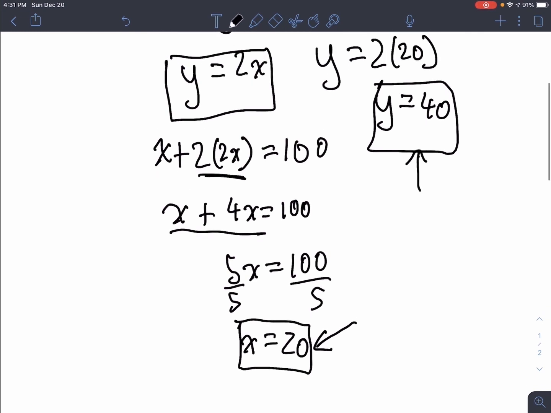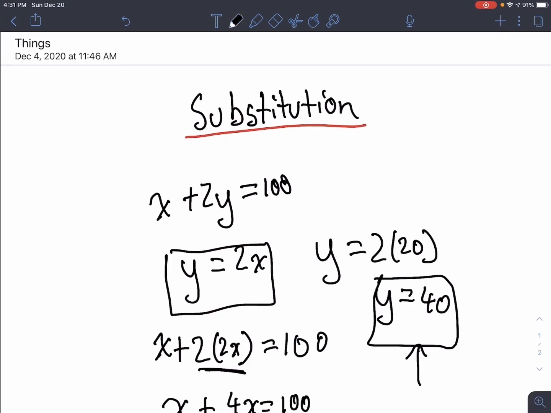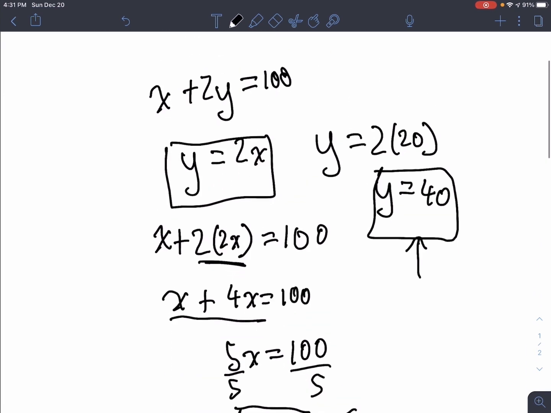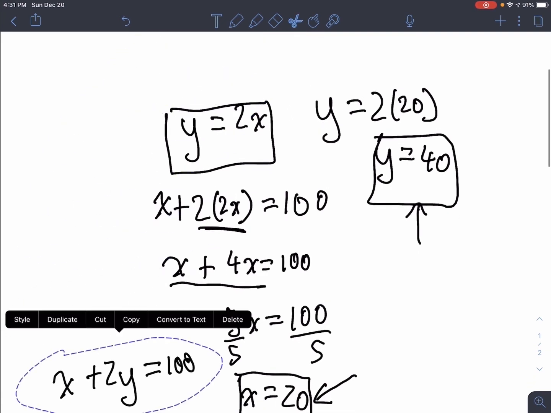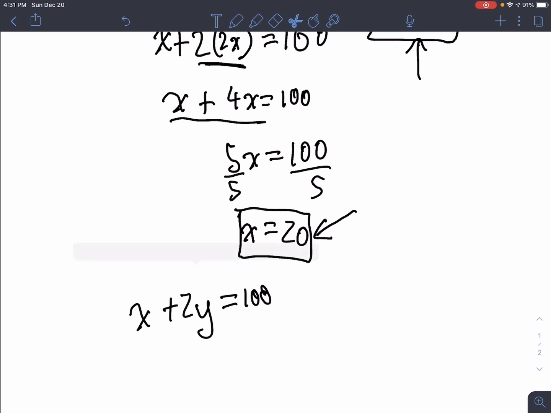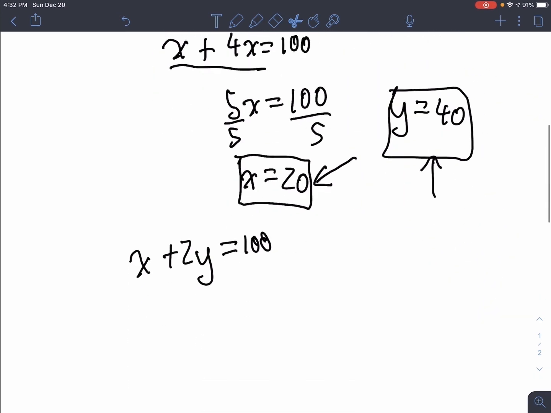Let's make sure these answers are right by substituting both values into the first equation, since we used the second equation to solve for y. We know that x is equal to 20, so I'll bring this equation down to make it easier to see, and I'll bring down what y is equal to. So x is equal to 20 and y is equal to 40.